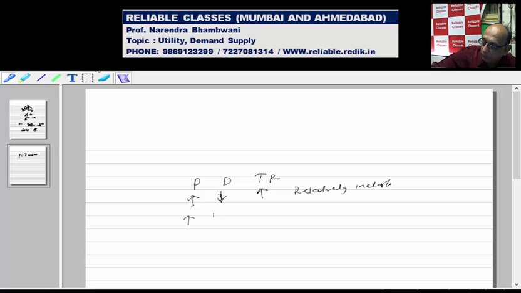Price rises, demand falls and total revenue also falls. So demand is relatively elastic. Price falls, revenue rises, and these two also rise, so they are going in demand to again what?